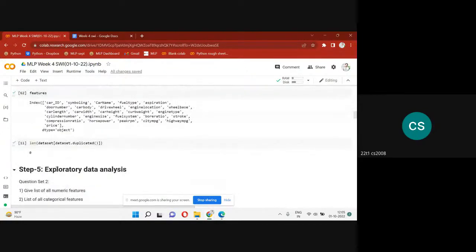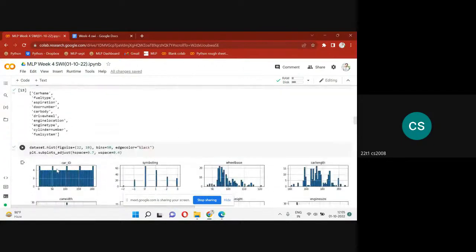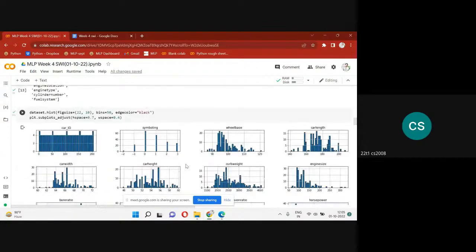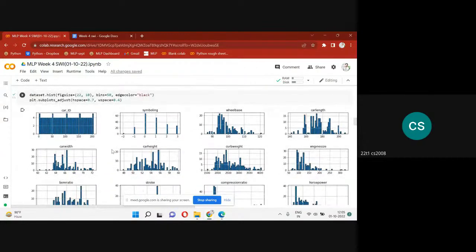So after that, the EDA comes into the picture. What you would do in the EDA is try to understand each and every column, and try to get as many insights as you can from your tables. So for now, here we have printed all the columns, the histogram of all the columns.